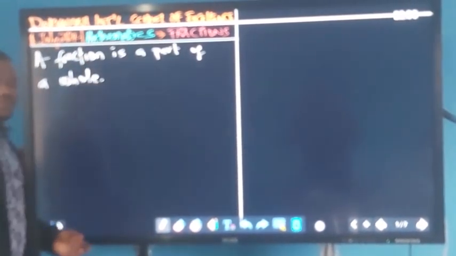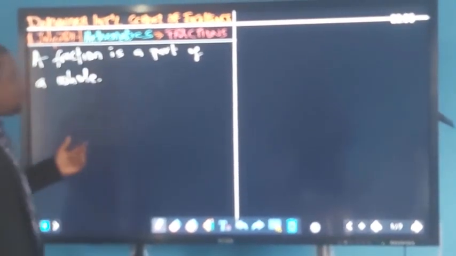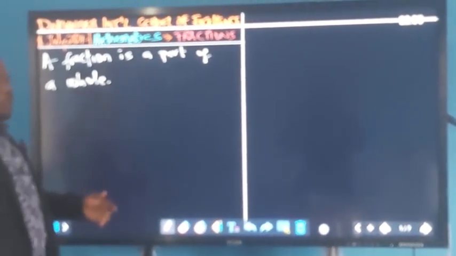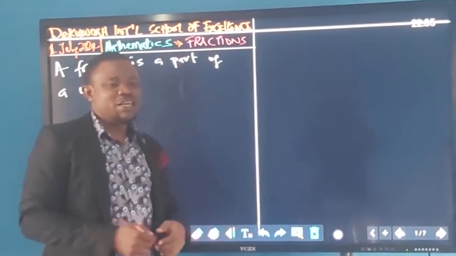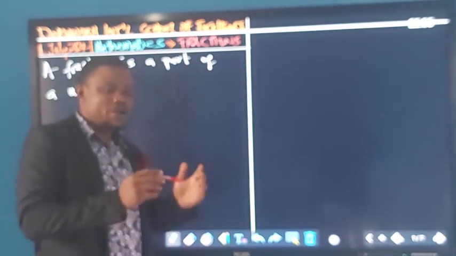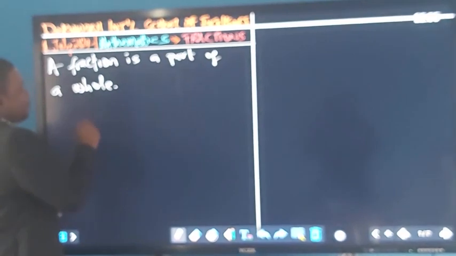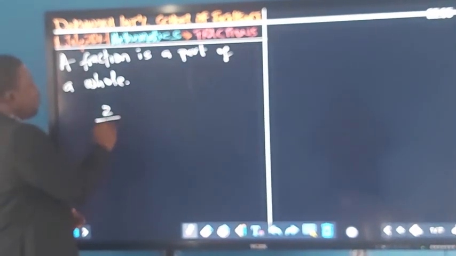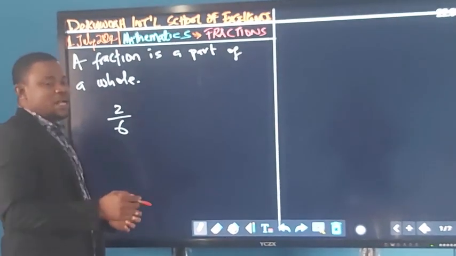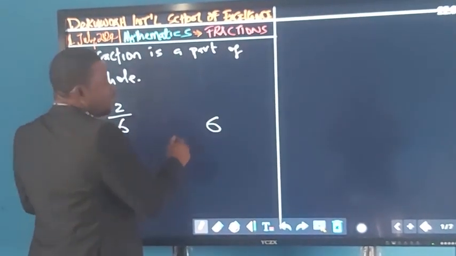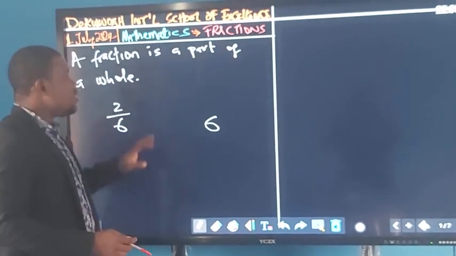Today I want to talk about fractions very quickly. We say a fraction is a part of a whole, a part of something. If I say a fraction of the class, I'm talking about a part of what now? Of the class. Is that right? So if I say something like 2 over 6 of the class, I'm saying out of every 6, you take what now? 2 parts of the class. Is that right?